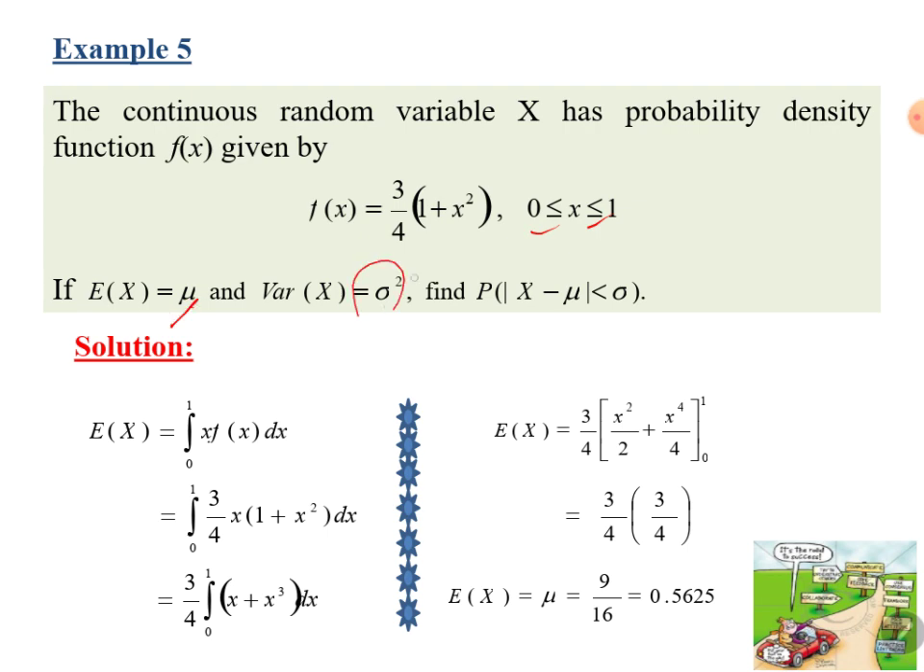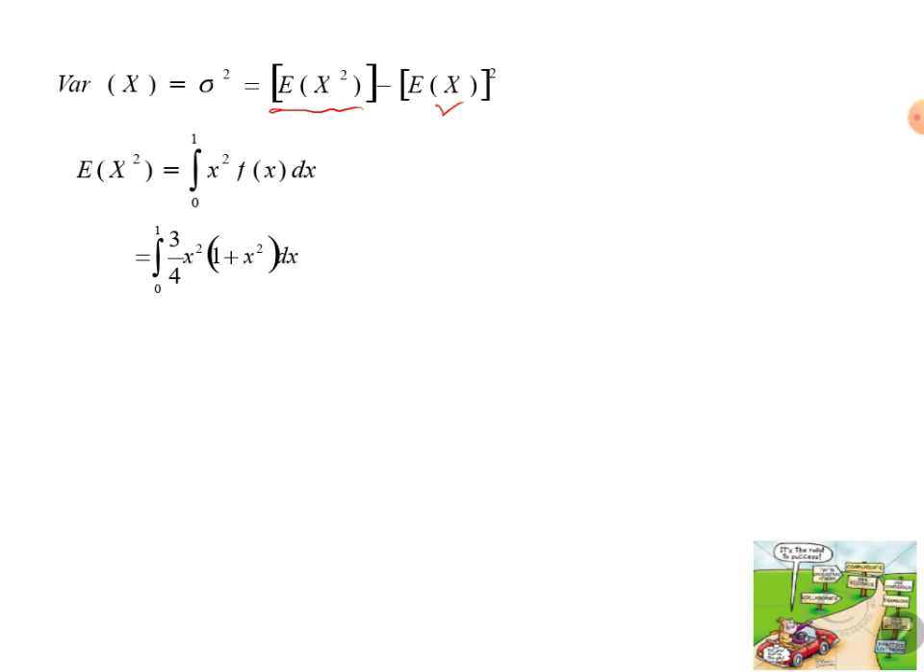Now we need to find sigma. So how to find sigma? We need to find the variance. What is variance? It's E[x squared] minus (E[x]) squared. So how to find E[x squared]? We have E[x] already, right? So x squared multiplied by its function, which is 3/4 of 1 plus x squared.